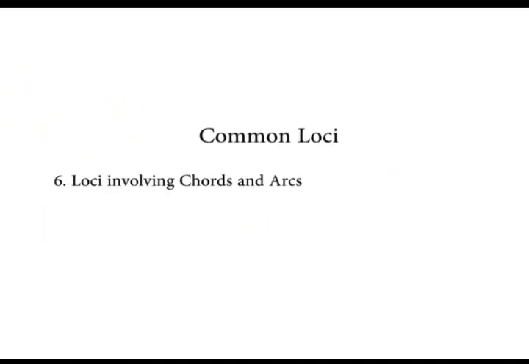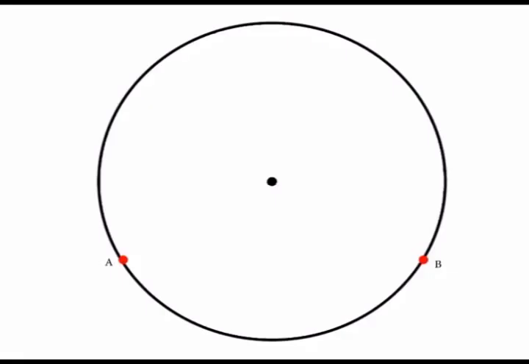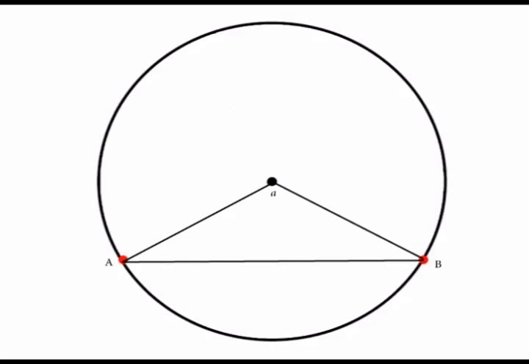Next, loci involving chords and arcs. Now, consider this circle on your screen. A and B are random points on the circumference. A line joining A and B is a chord. The chord subtends an angle A at the center. Find the locus of a point P such that angle APB is equal to half angle A.